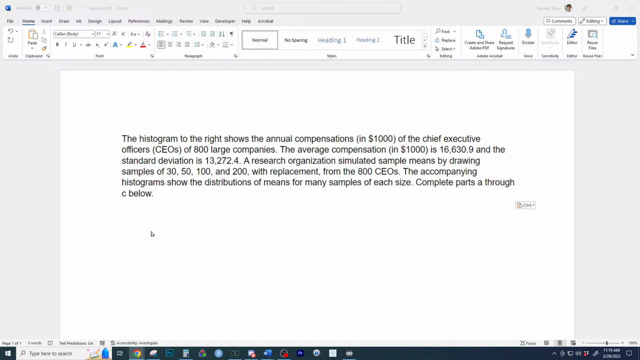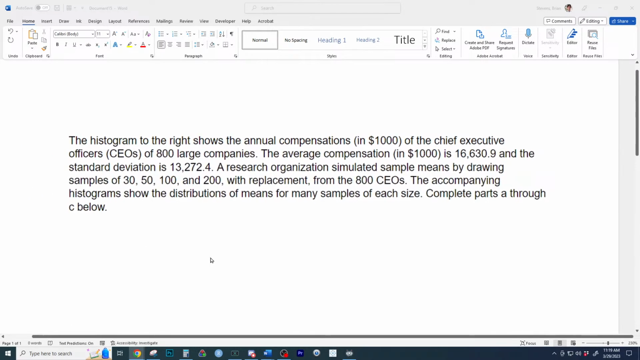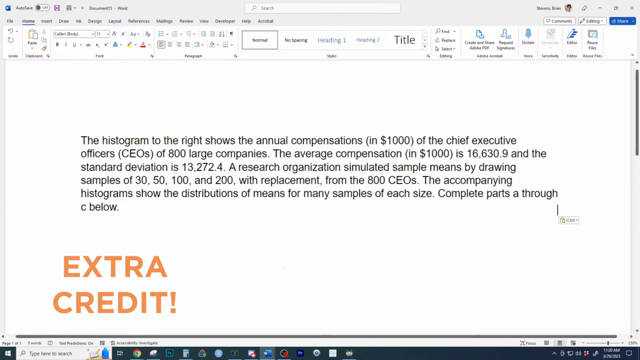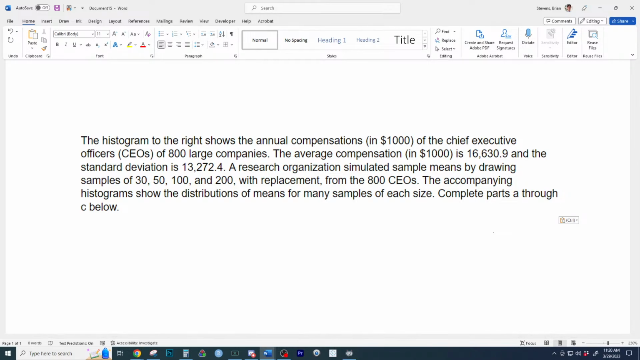It is skewed to the left. Great job right there. And so what do we have to do? Great job. 100 points right there. What do we have to do with this question now? First thing we have to do is what? What do we have to do first?